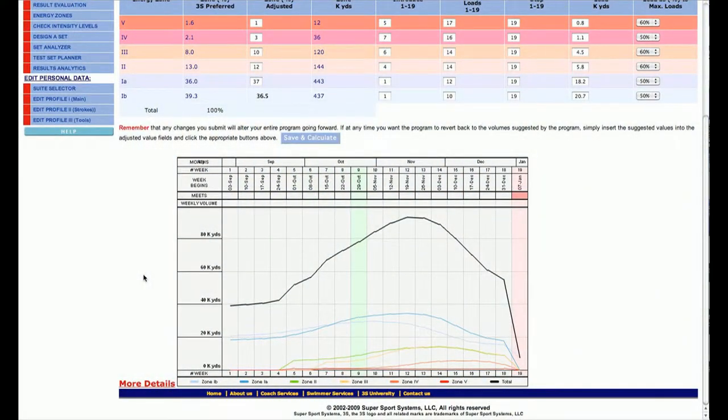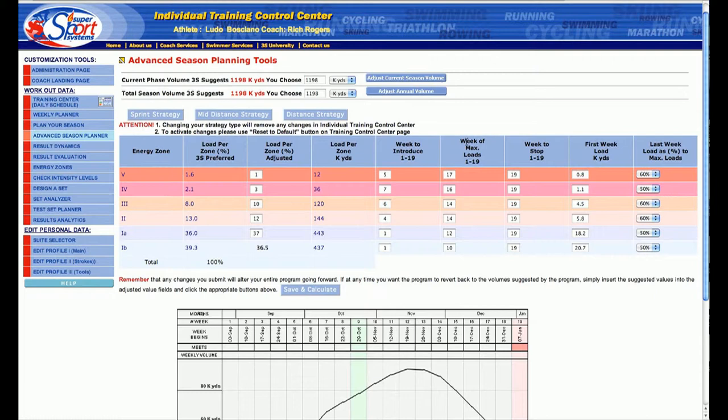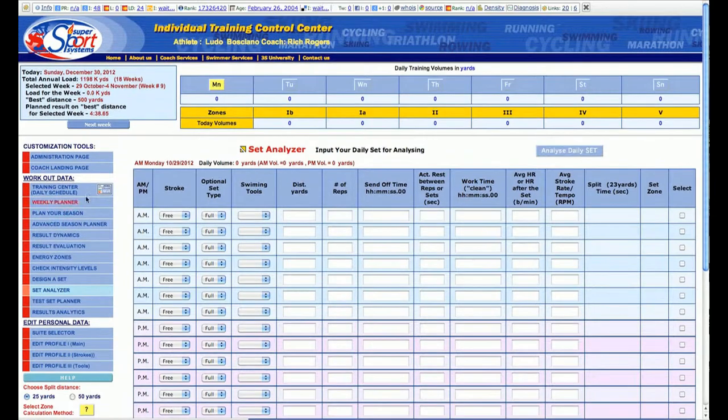All right, so you put in the information, you've customized the seasonal plan to your desire, and you know that you can go back and just let 3S give you the suggested sets for each day, and you're good to go. But if you want to do a little bit more, if you were saying to yourself, it's great that I get these set ideas, but I have sets that I would like to do, one of the ways that you can use it is go over here to the Set Analyzer.